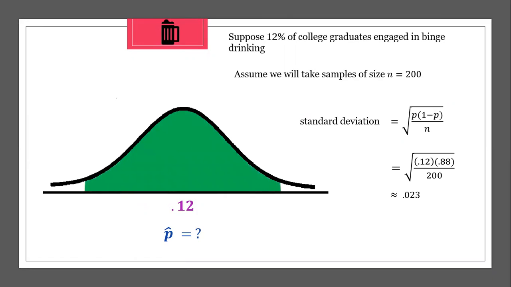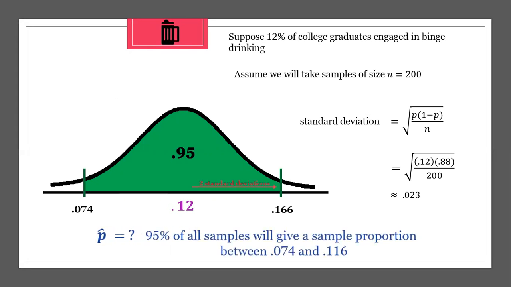What this tells me is that about 95% of all samples of 200 students, in each of those, the proportion of people who engaged in binge drinking is somewhere between 0.07 and 0.17. So this is describing the distribution of p hat. That is where the sample might end up. So from the empirical rule, we get that if I go and take a sample, this is what I'm going to get.